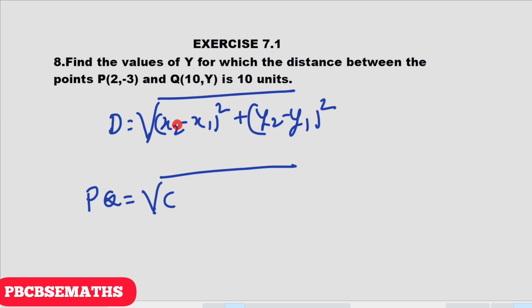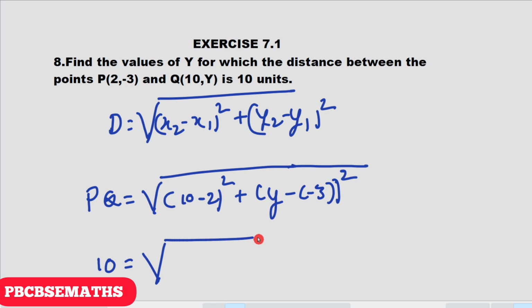So we can write with the help of that x2, that is 10, minus x1, that is 2, whole square, plus the value of y2 is y, minus the value of y1 is minus 3. So we're going to keep that in bracket, minus 3, whole square. Distance between this P and Q is 10 units. So let's write that 10 equals square root of 10 minus 2, that is 8 square, plus here y minus of minus 3, which gives us plus 3 whole square.